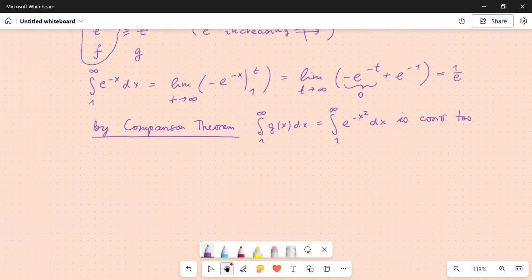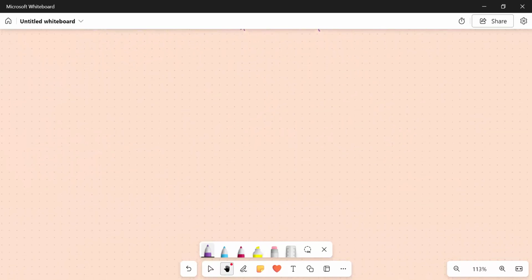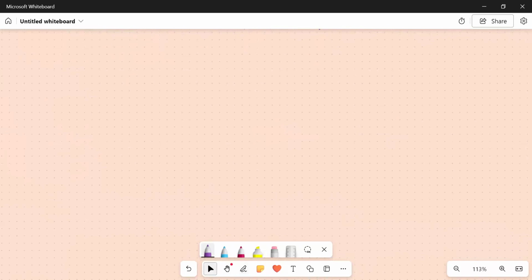Let me move it up. And example 2. This lecture is becoming too long. Example 2. Okay, integral from 1 to infinity of (1 plus e to the negative x) over x dx.